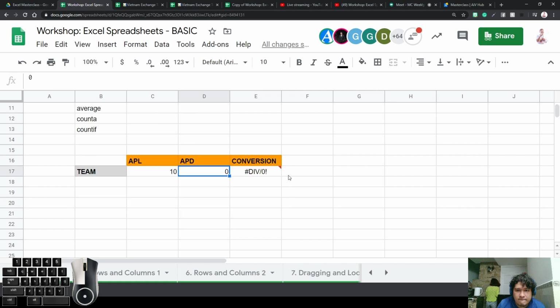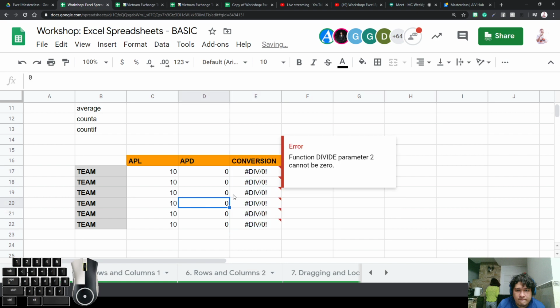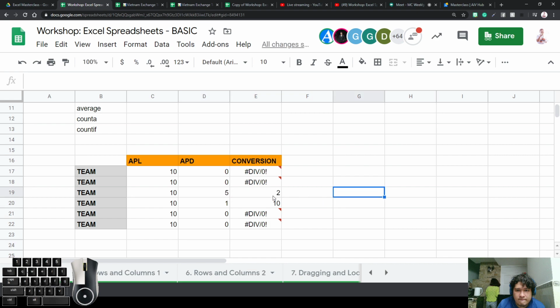And whenever you have a lot of data, sometimes you cannot control whether there are going to be zeros, when there are going to be tens. Right? So sometimes your spreadsheet is gonna look like this, very ugly. Sometimes it's gonna be good, sometimes it's gonna be bad. So how can you fix it?